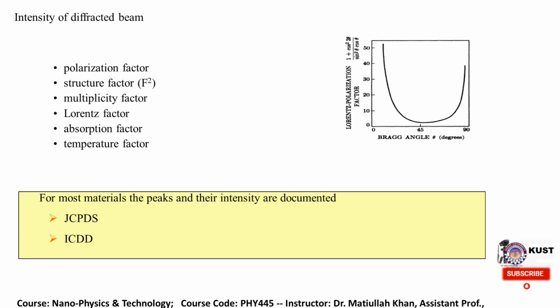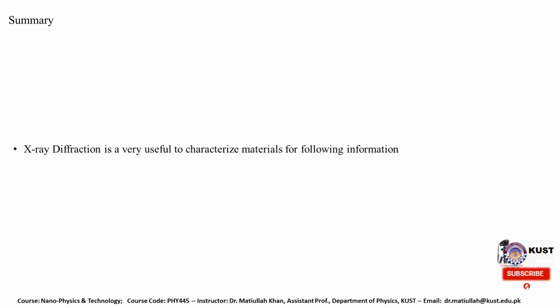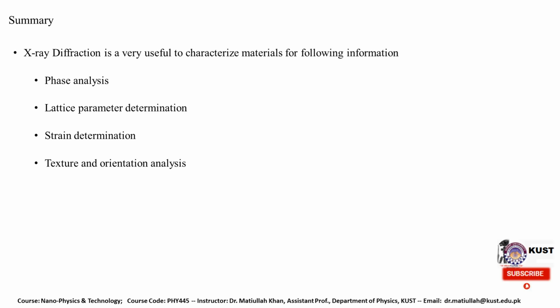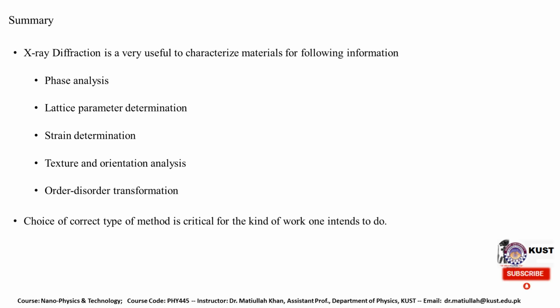So once we get the peaks or the pattern from a particular X-ray diffraction technique, we can compare these peaks with the standard peaks in the JCPDS cards, and from that we can get the information. So the interesting result from this lecture is that X-ray diffraction is very useful to characterize materials and get different information, especially phase analysis and lattice parameters. We can determine the lattice parameter of the samples, strain determination is also possible, as well as texture and orientation analysis for particular samples, and order-disorder transformation. Choice of the correct type of method is critical for the kind of work one needs to do.